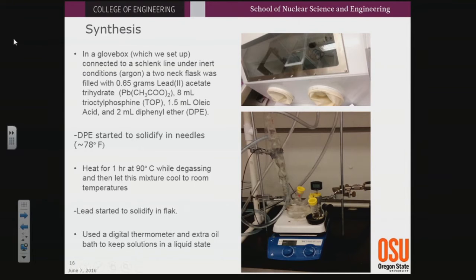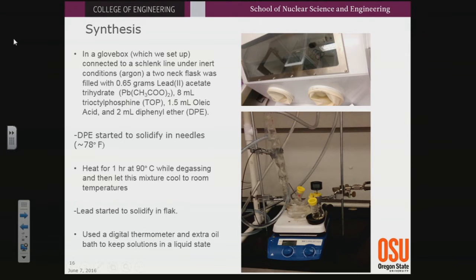So in a glove box, get a 2-neck flask, put 0.65 grams of lead, 8 milliliters of TOP, 1.5 milliliters of OA, oleic acid, and 2 milliliters of DPE, which started to solidify on us about halfway through our batches. I guess something changed with the air conditioning system, but it started to freeze on us, and that wasn't fun. So we heat that for 1 hour at 90 degrees.